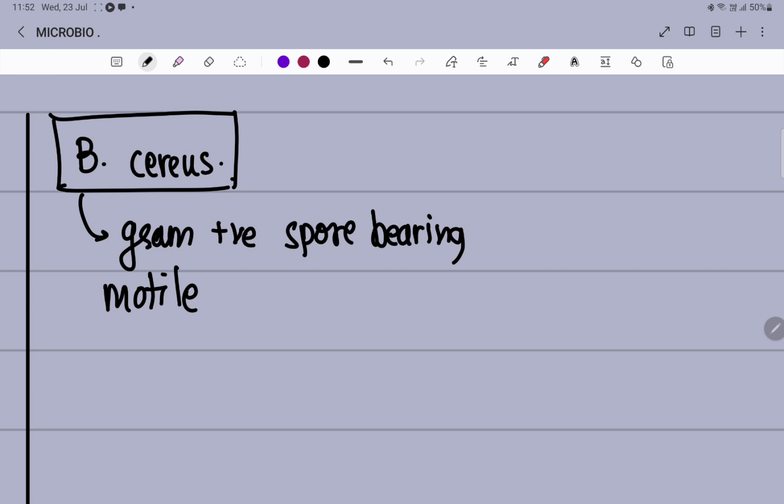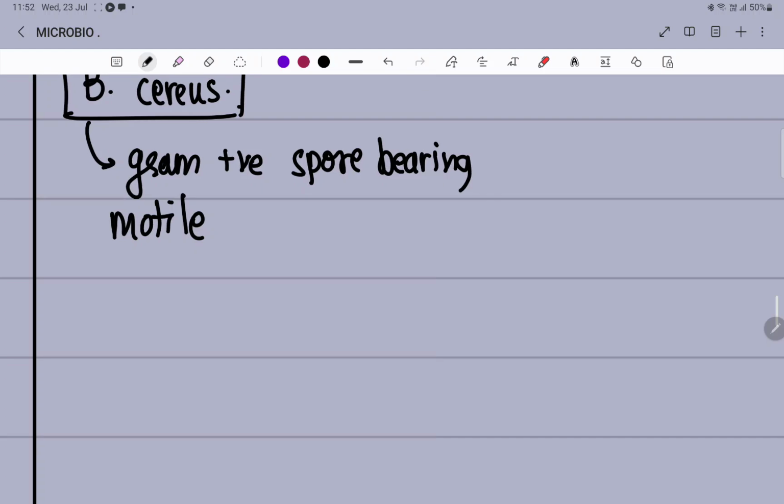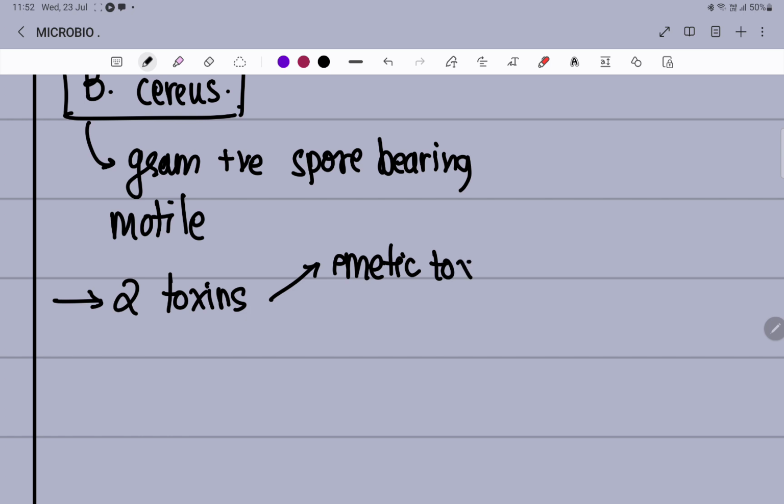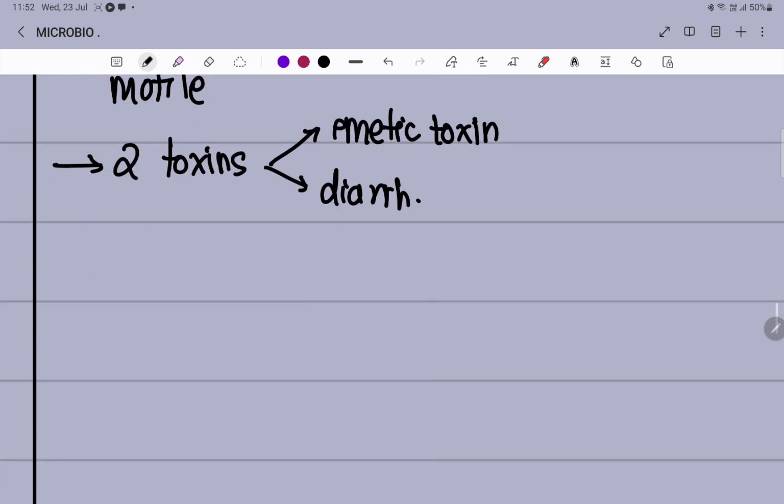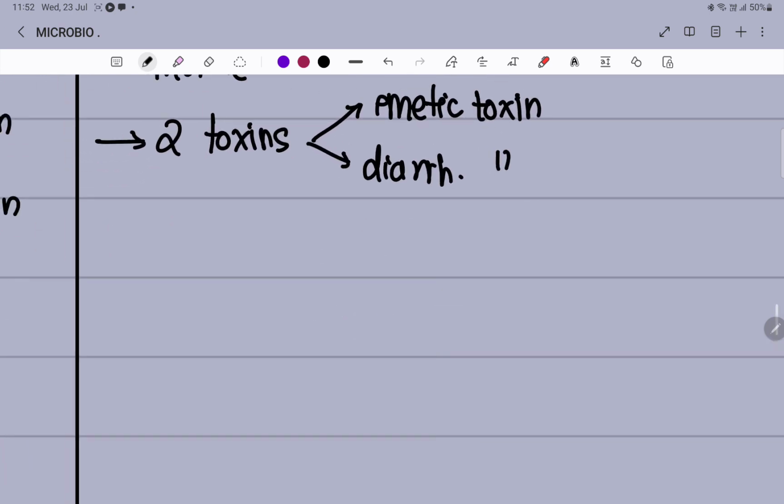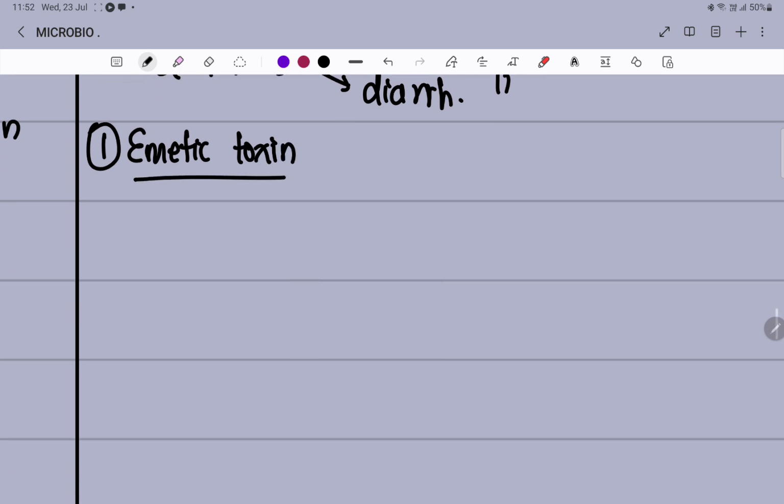Its action is mediated by producing two types of toxins. We saw that Staphylococcus is producing one type of toxin, but B cereus is producing two toxins. The first one is the emetic toxin, and the other one is diarrheal toxin. So let us talk firstly about the emetic toxin, then we will talk about diarrheal toxin.